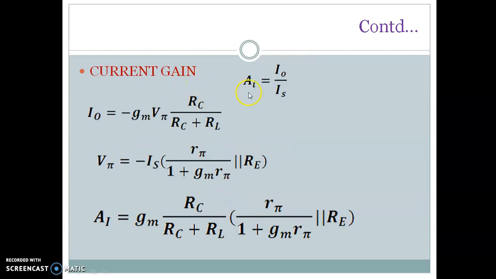Next, current gain. A is equal to I0 by Is. So I0 is equal to minus gm Vπ. We apply the current divider rule, because I0 is the current through your RL. So it is minus gm Vπ Rc divided by Rc plus RL. And Vπ, already we have established the relation with your Is. So we use this relation to compute your current gain.